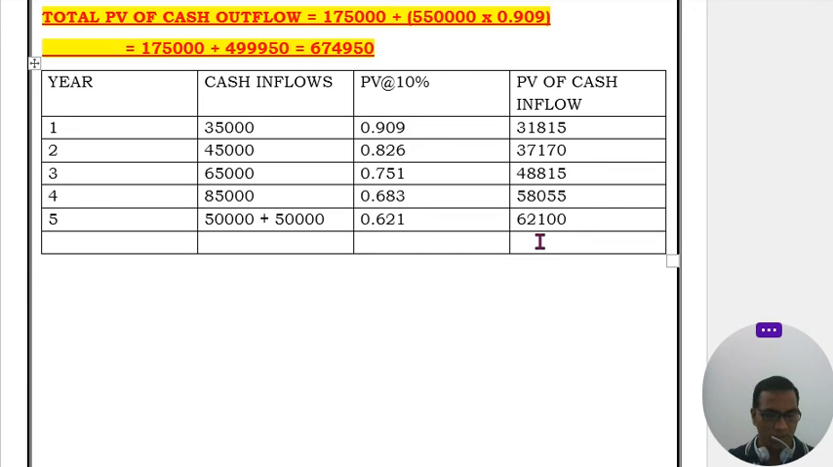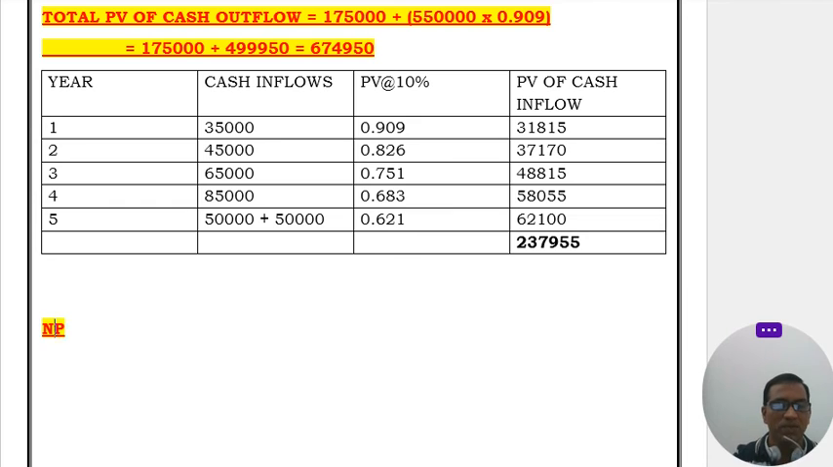Now calculate the total, all five values, total PV of CFAT. 31,815 plus 37,170 plus 48,815 plus 58,055 plus 62,100, that is total 237,955. Total PV of CFAT is this one.